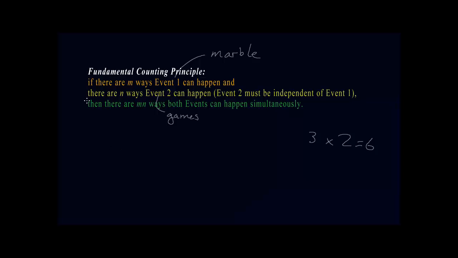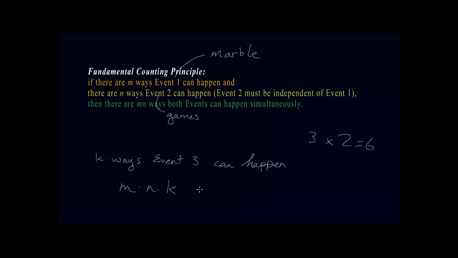So the fundamental counting principle deals with 2 events, but we can expand this to a third event. Let's say there are k ways event 3 can happen. How many ways do you think event 1 and event 2 and event 3 can happen simultaneously? You probably think it is a total of m times n times k ways, and that is correct.